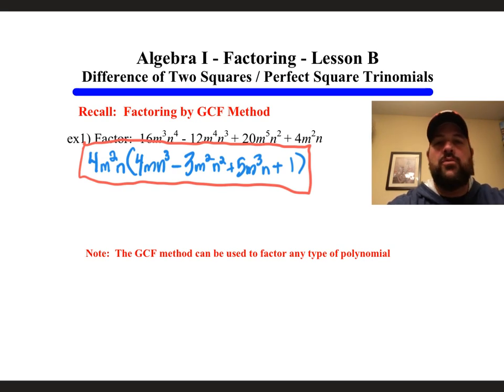And to have a note down here, as you can see, the GCF method can be used for any type of polynomial. So it doesn't matter if we start with 2 terms, 3 terms, 8 terms, we could possibly use the GCF method for those factors. All right, let's move on to today's lesson.